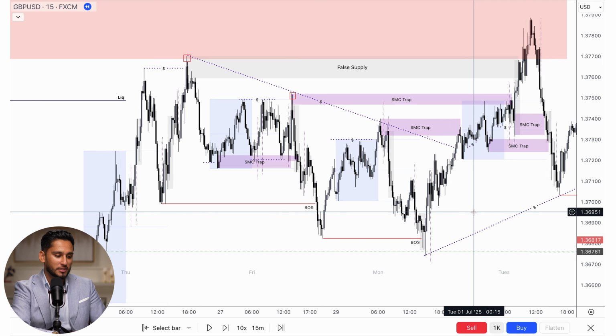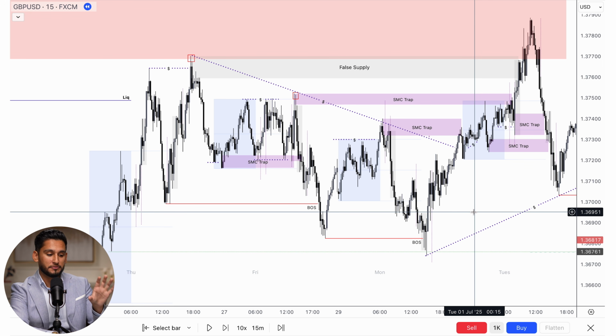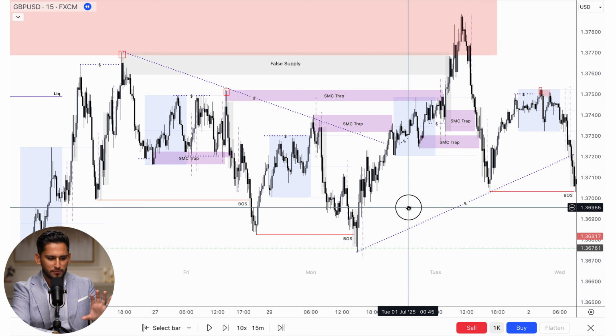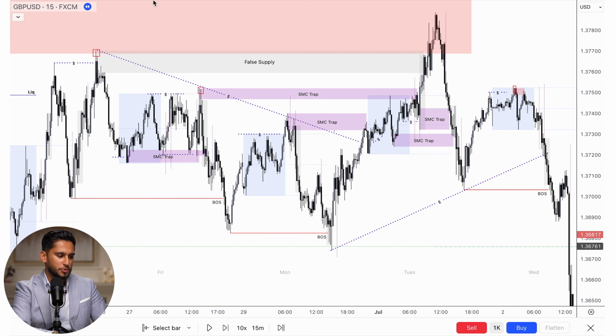Smart money traps are abundant. They're happening constantly. And I'm not even showing all of them. I'm showing the obvious ones and how they manipulate a lot of traders. So before I get into all of these nuanced situations, let's quickly do where we are in the market.